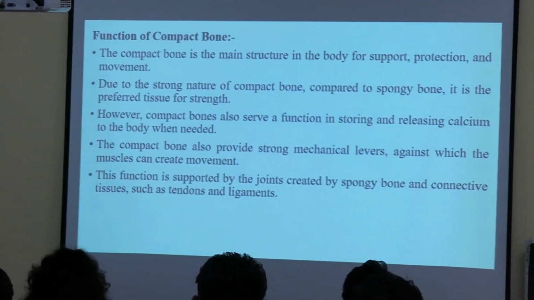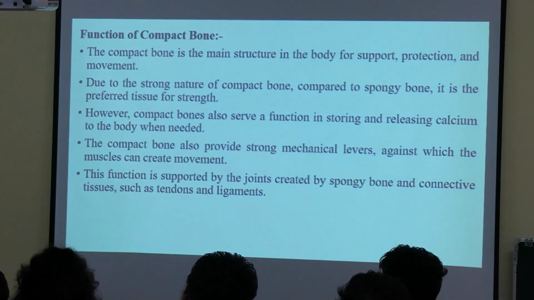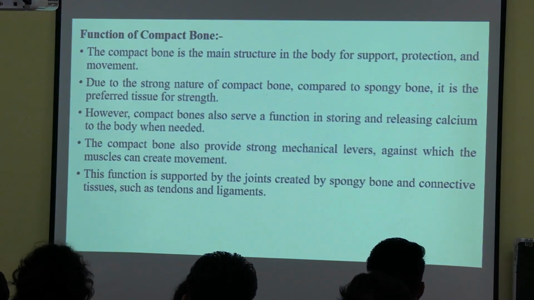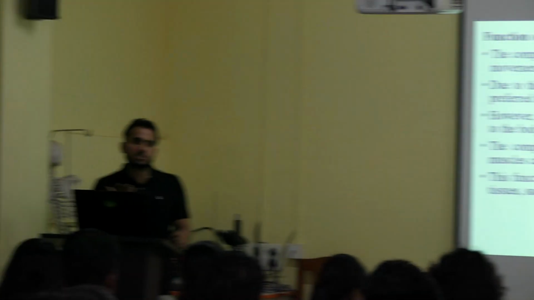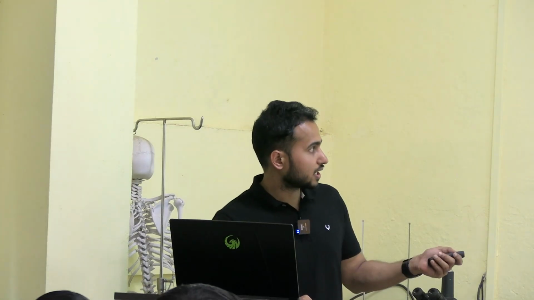Next, what is the function of the compact bone? As you can see, the compact bone forms the main structure of the body, providing support and protection. It is providing support as well as protection because it is harder as compared to the spongy bone, because of the unique arrangement of the lamellae and the osteons. The compact bone also serves the function of storing and releasing calcium whenever it is required.